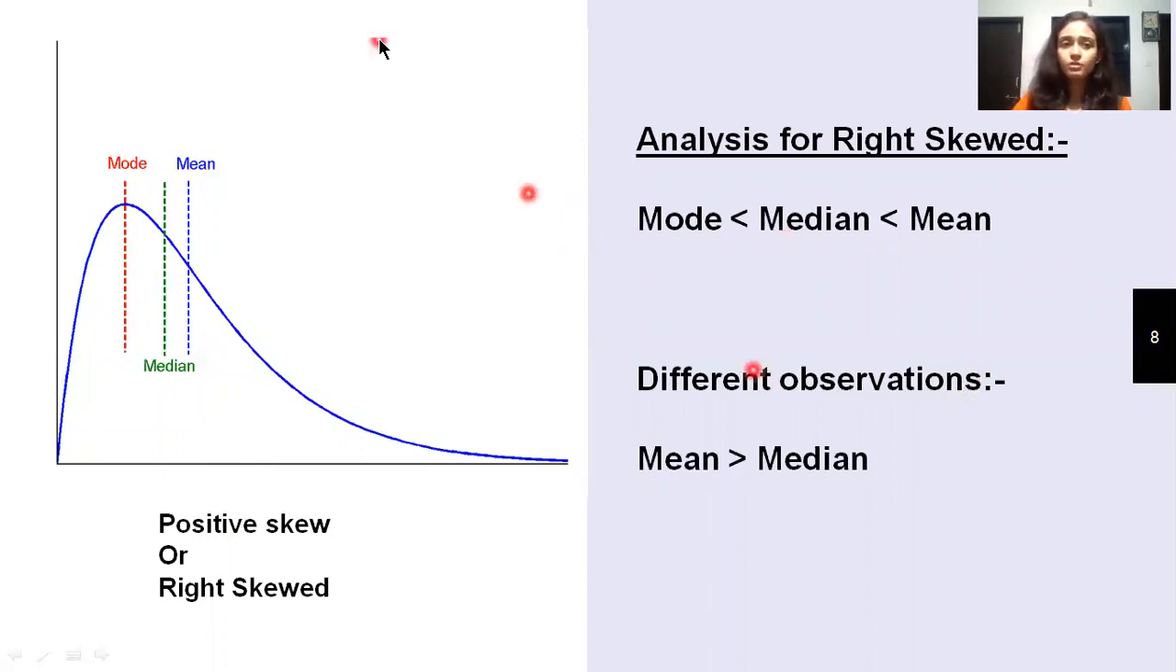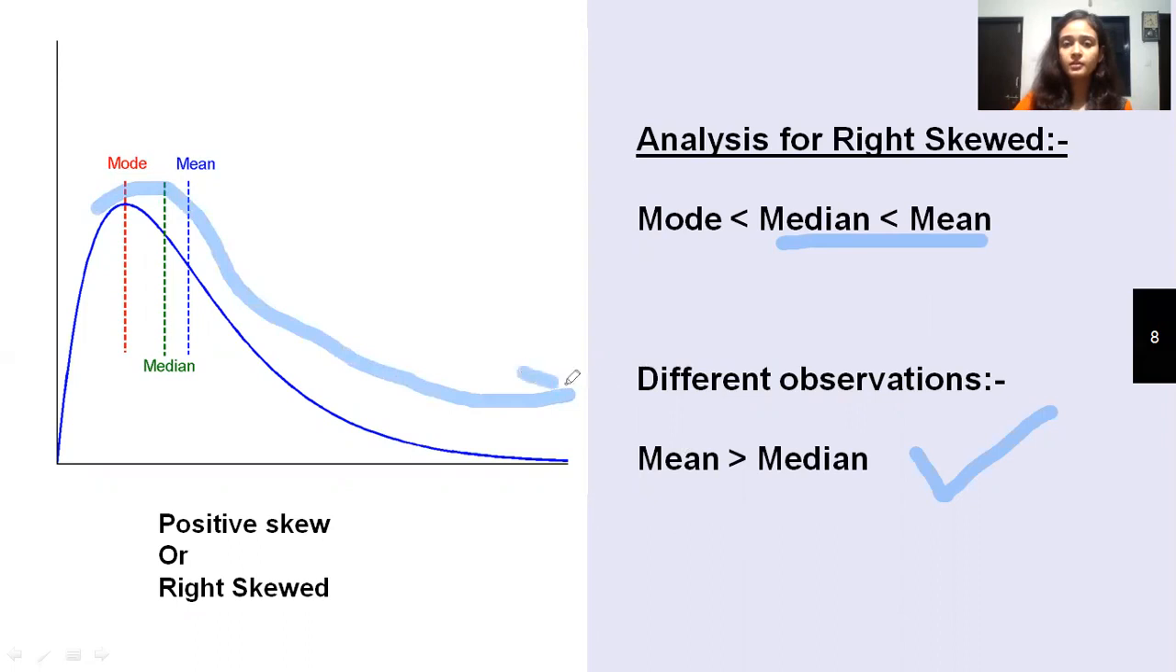And you have to remember these different observations. Over here you can see that mean is greater than median. So this is my right skewed graph. Why is it right skewed? Because I have a long tail over here which is towards the right hand side. So it is called the right skewed graph. Now we will see the next.